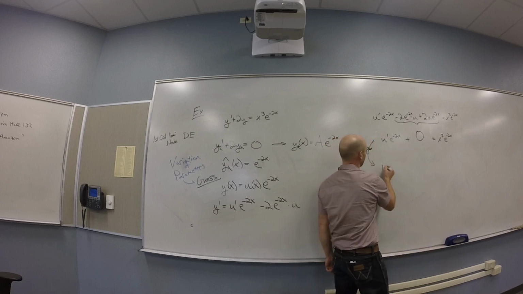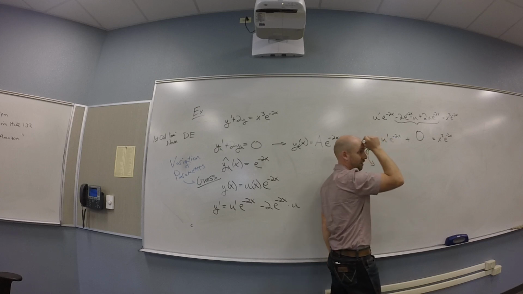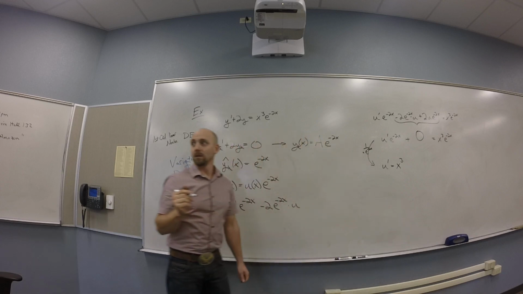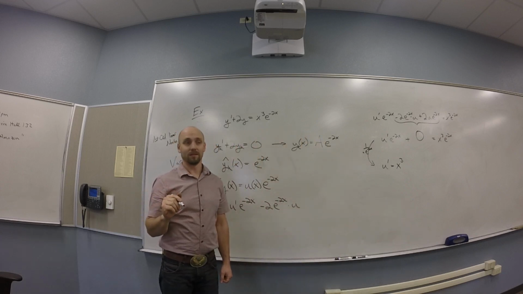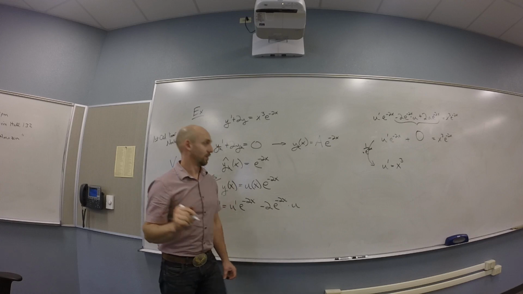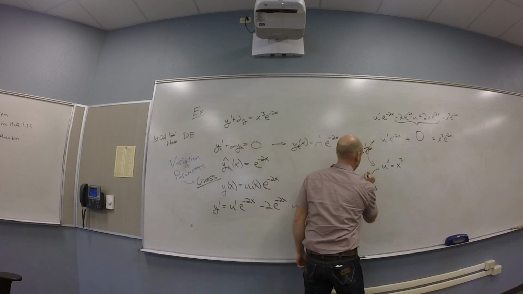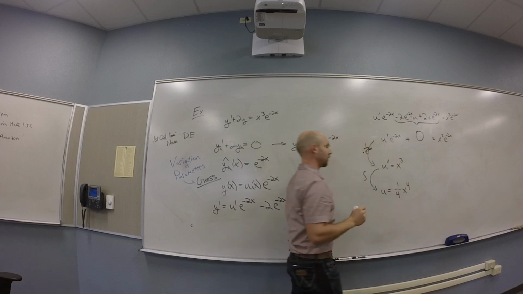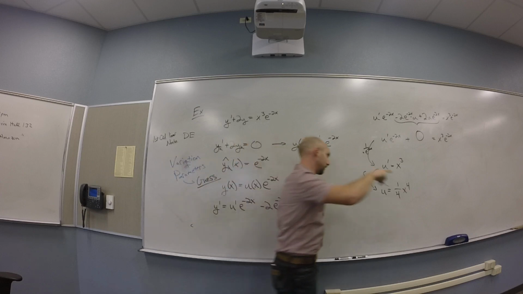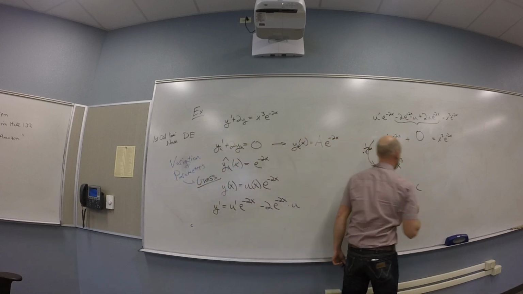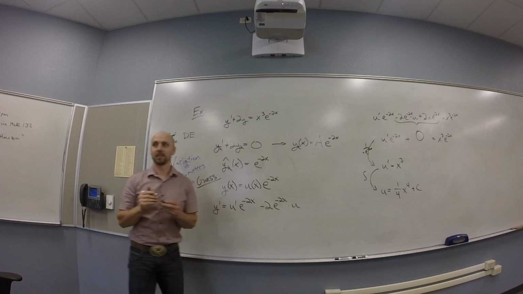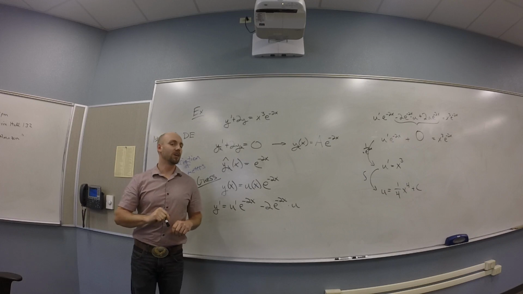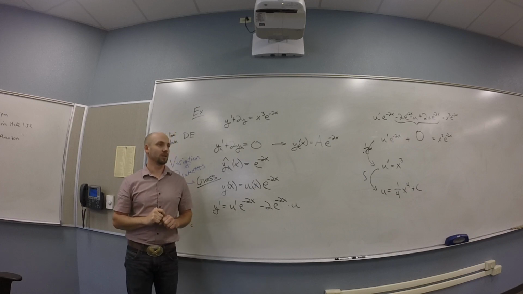So here, what do I get? I got u prime is x cubed. And so u is a quarter x to the fourth plus your constant. This is a stage where you don't want to forget the constant. Cool. Now, where is your solution to your differential equation?